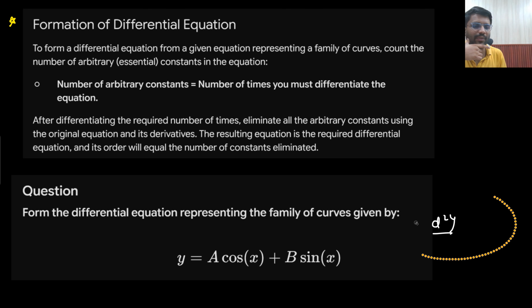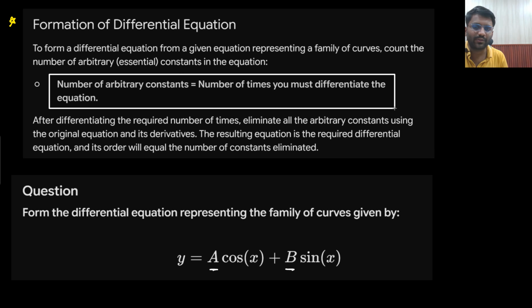You need to count the number of constants. How many constants are there? 2 constants are there. So the number of constants equals the number of differentiations you need to do. This is the important line: the number of arbitrary constants equals the number of times you need to differentiate the equation.